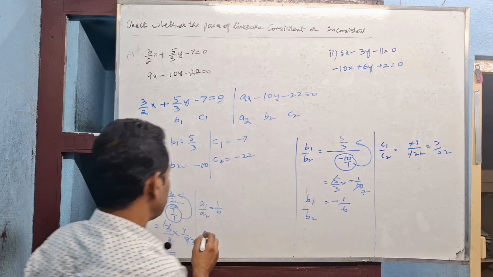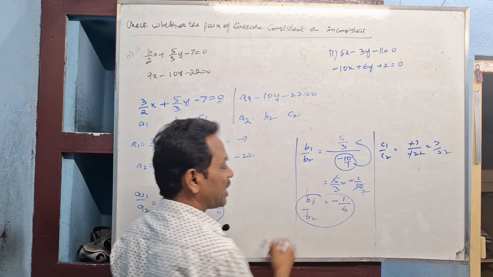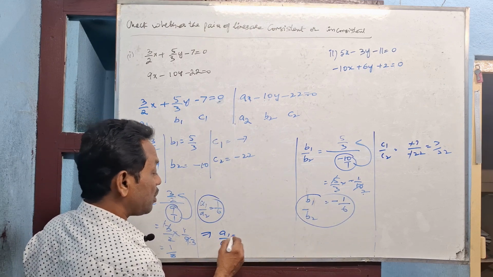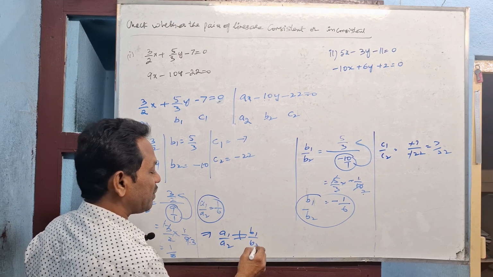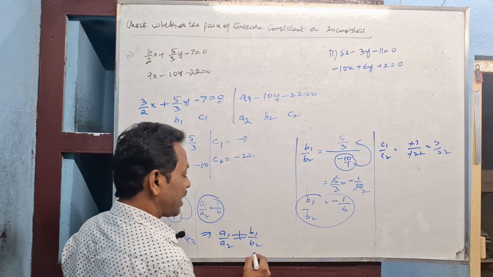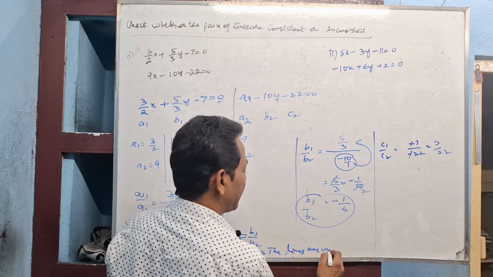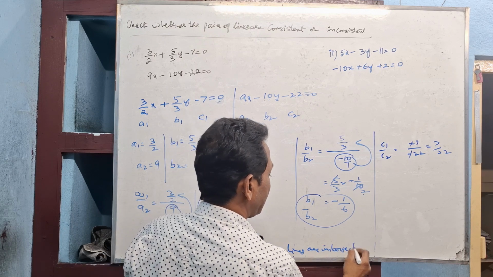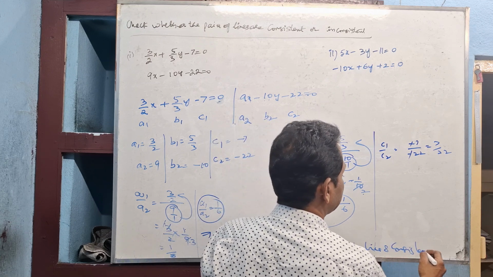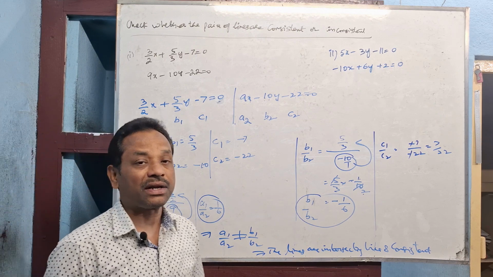Observe these two fractions. Here a1 by a2 equals 1 by 6, and here b1 by b2 equals minus 1 by 6. That means a1 by a2 is not equal to b1 by b2. If a1 by a2 is not equal to b1 by b2, then the pair of lines are intersecting lines, and they are consistent. Bacho, if the lines are intersecting, the pair of lines are consistent.